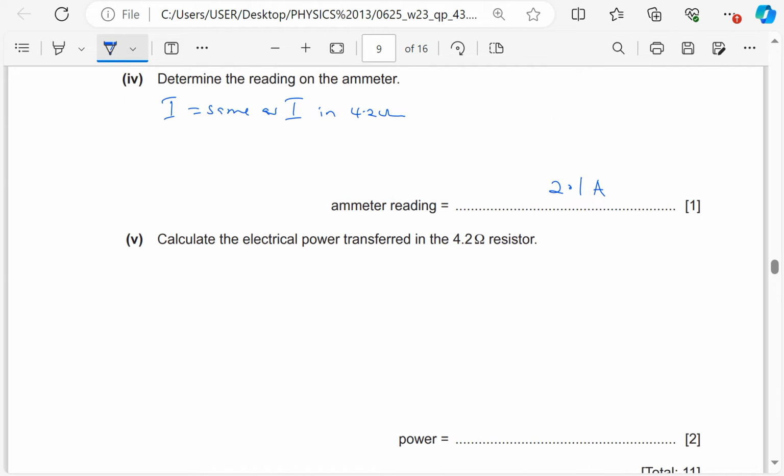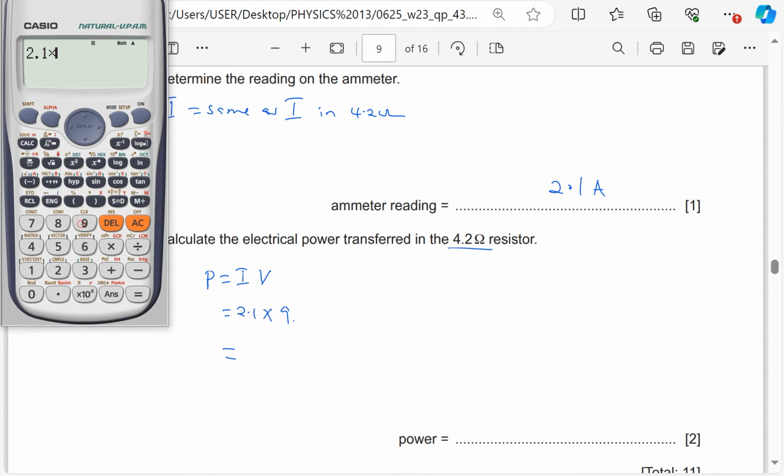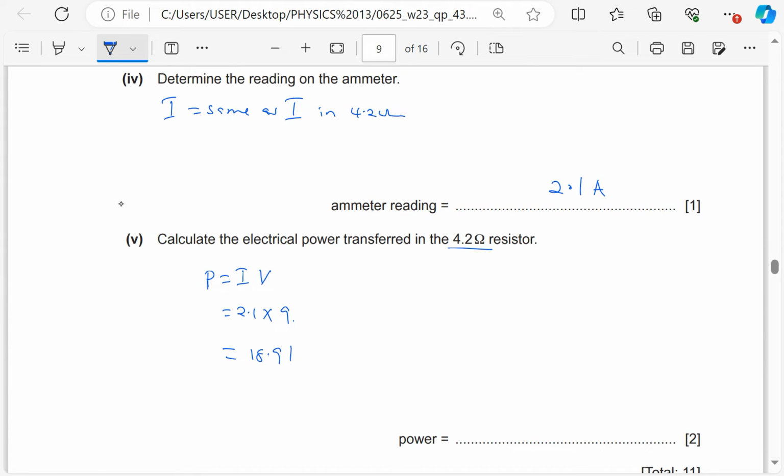amperes. Then calculate the electrical power transferred in the 4.2 ohm resistor. We know that power transferred is equal to I times V. The current is 2.1 and the PD is 9 volts. So we just multiply 2.1 times 9. That is 18.9 watts, which is approximately 19. So I'll just write here 19 watts.